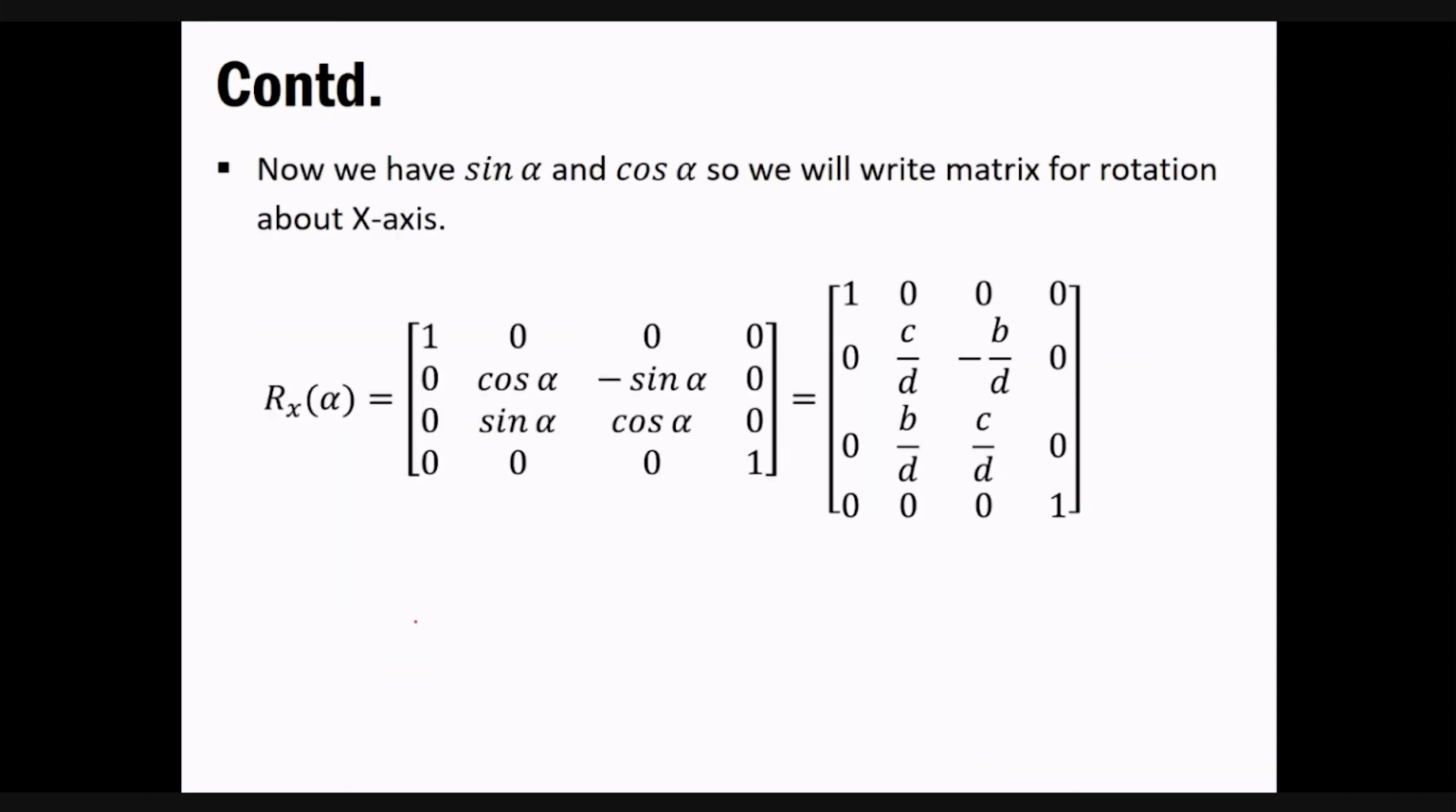Now we have sine alpha and cos alpha, so we will write the matrix for the rotation about x-axis. To do so, we put the same information over here, and this is how it will look. Similarly, by replacing cos alpha with c by d, and minus sine alpha with minus b by d, you can use this matrix for your own purpose also.